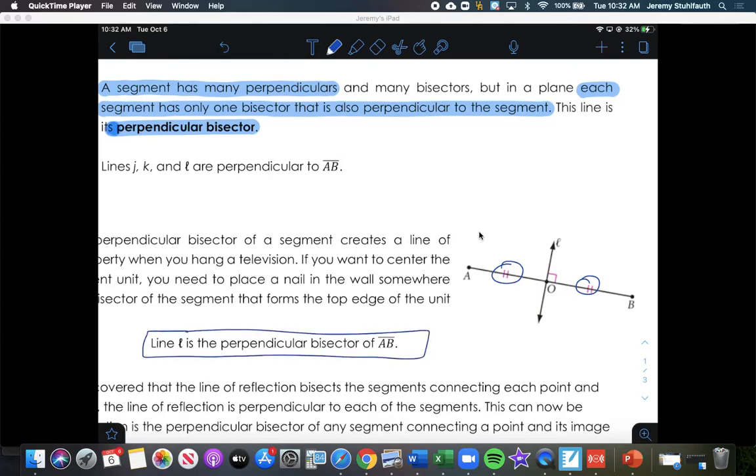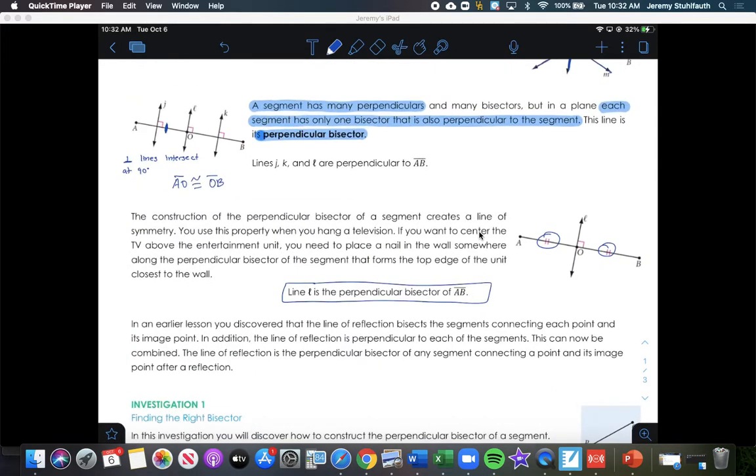So what we're going to look at today is how we find the perpendicular bisector of any line segment.